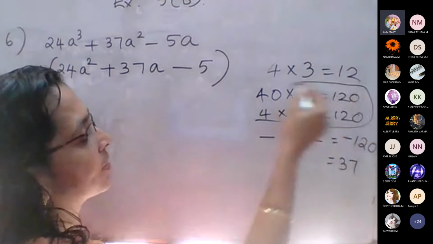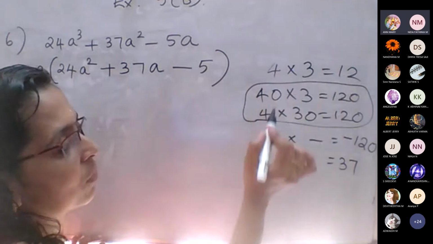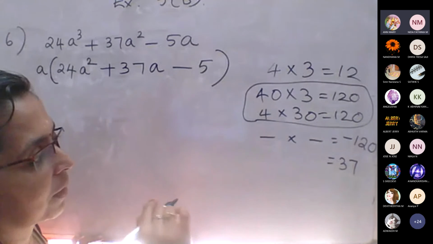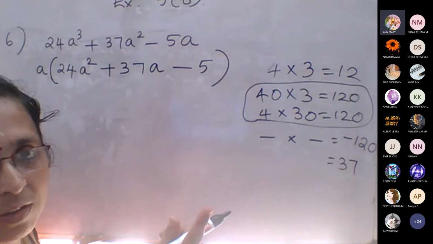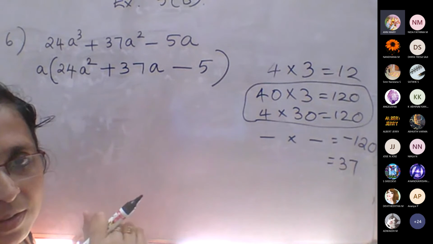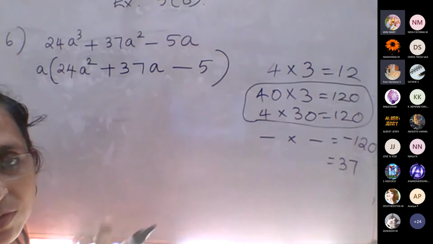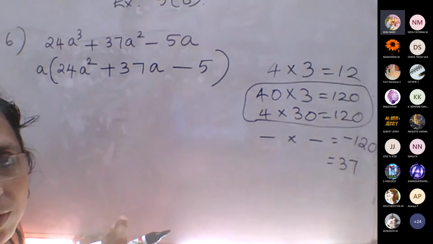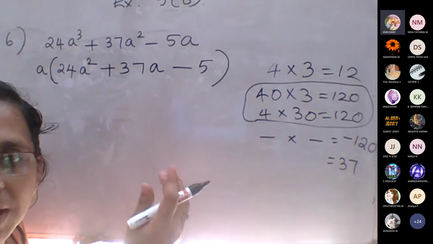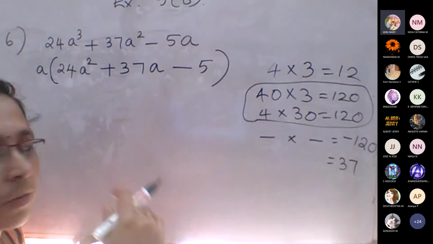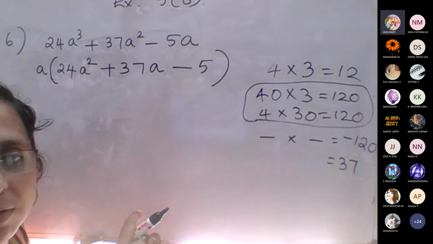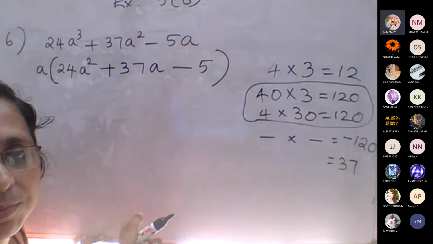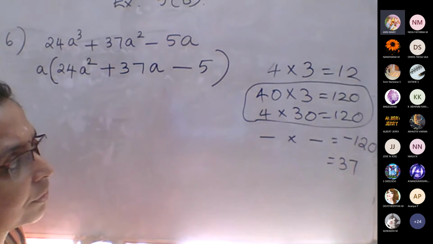Anyway, we will get these two as 120. 4 into 3 is 12, so 40 into 3. It will be possible, no? That is rough calculation, 40 into 3. If you are not getting this type of knack, then do the factorization method. Has anyone done using the factorization method? Got the answer?